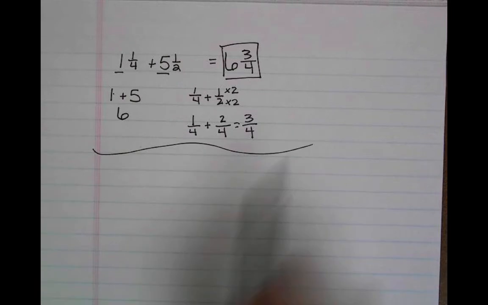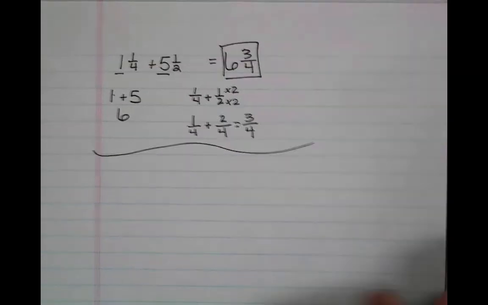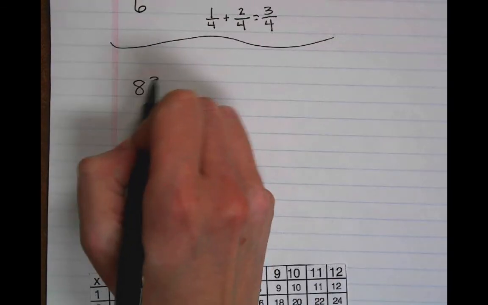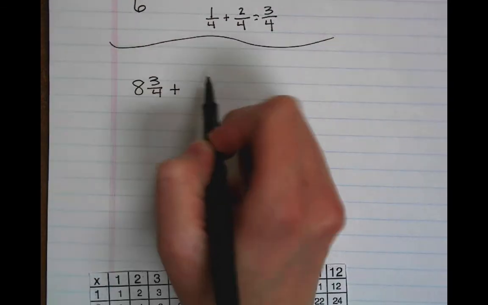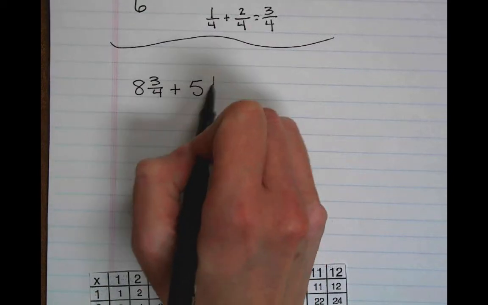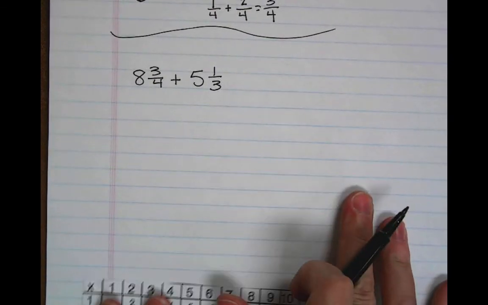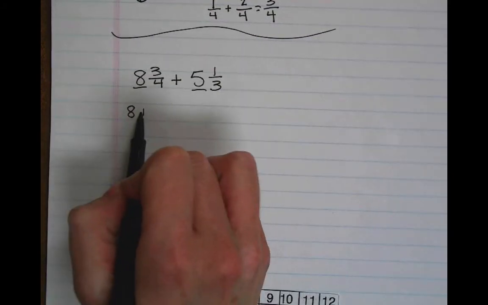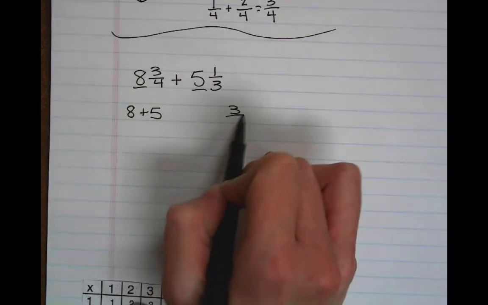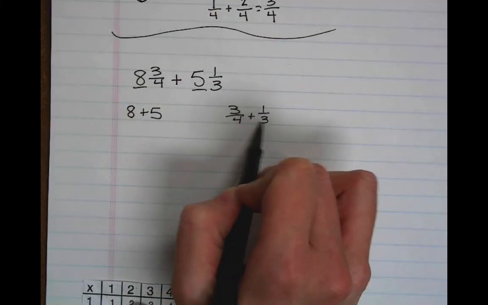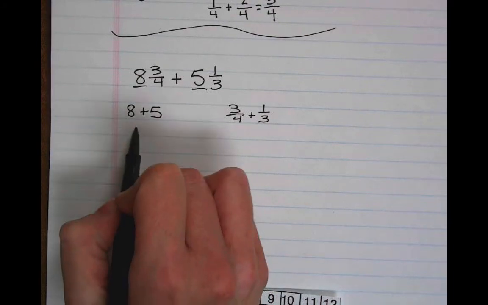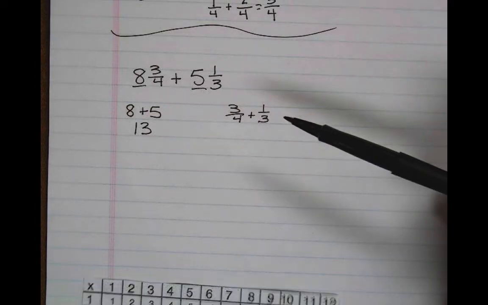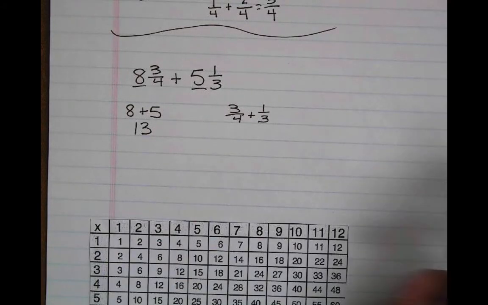All right, let's look at one a little more challenging. Still the same concept: 8 3/4 plus 5 1/3. Same thing, separate your whole numbers and separate your fractions. My whole numbers are 8 and 5, and my fractions are 3/4 and 1/3. 8 and 5 is going to give me 13. For 3/4 and 1/3, I need to find my common denominator, which is 12.